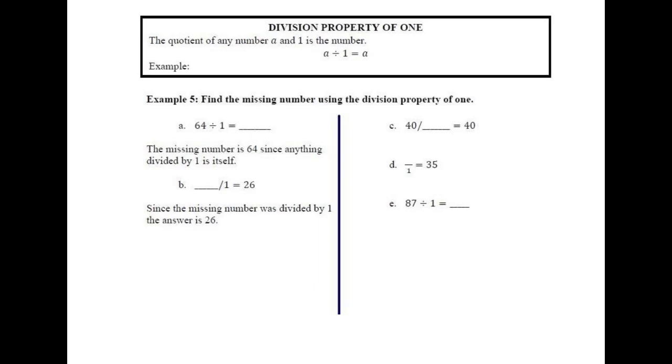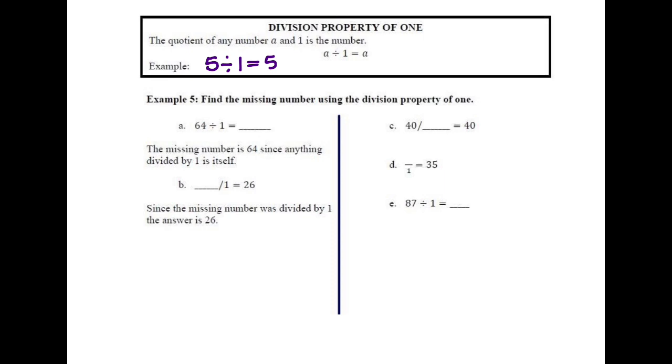So this one and the next page are writing out those two, the pink and the green equations that we just did. So the quotient of any number a and 1 is the number. That's kind of confusing, but any number divided by 1 gives you the number you started with, right? And that will happen every single time. No matter what we start with, if you divide it by 1, you get that same number.